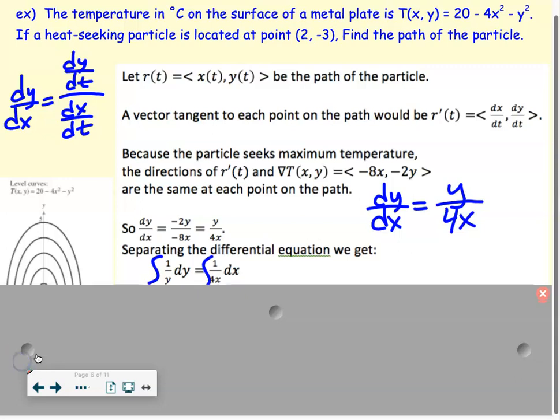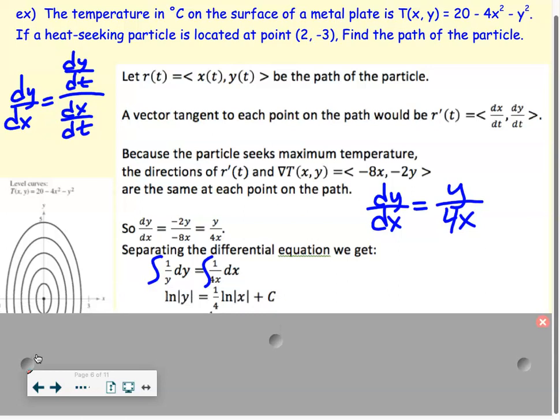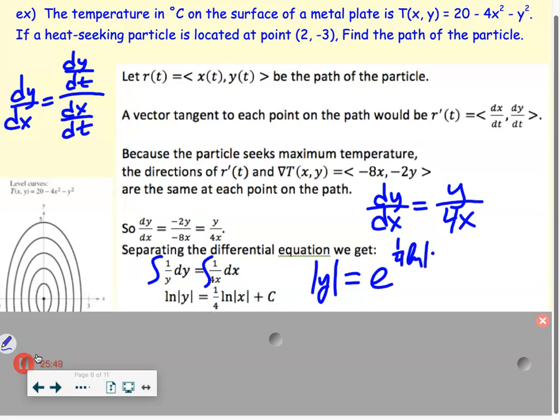Okay, so the antiderivative of 1 over y is natural log absolute y. The antiderivative of 1 over 4x, think of it as 1/4 times 1 over x, so it's 1/4 ln absolute x plus c. To solve for y, we want to exponentiate this side. So people were asking me, how do I do that, right? e to the 1/4 ln absolute x plus c.